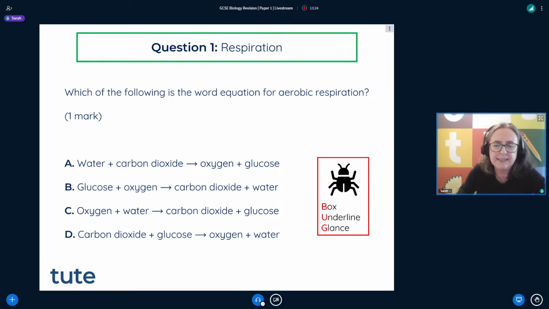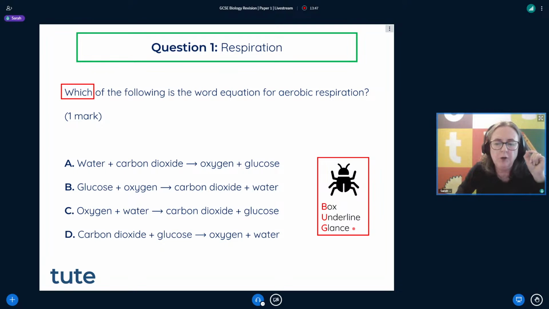And what it basically means is box means identify what the command word is in any question you're asked. So in this case, the question is which, but it could be why or where or how or explain or calculate, whatever that command question is. And it's good to be focused on exactly what that is. So you can box that, and you can do this with a pencil on your paper.